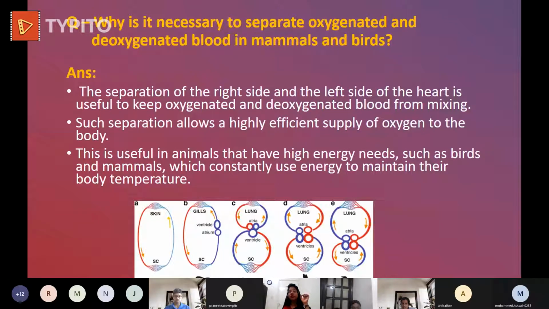Here the most difficult thing is the terminology. A lot of vessels, a lot of chambers, and the valves I have used in my discussion, you have to learn. Now I'm going to ask you a question. Tell me, why is it necessary to separate oxygenated and deoxygenated blood in mammals and birds?